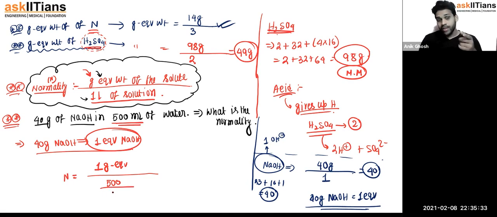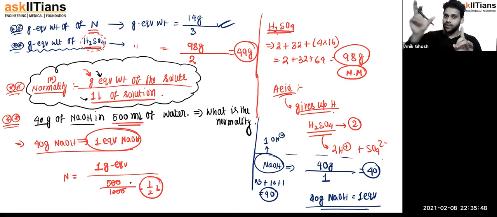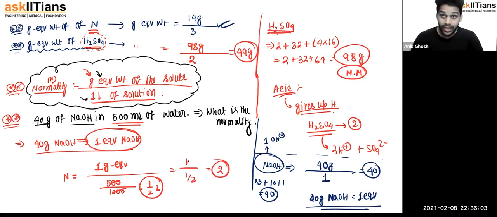So that would be 500 by 1000 liters. 500 ml means 500 by 1000 liters. Let's make it simple. 500 ml means half liter, isn't it? 1 liter means 1000 ml, so 500 ml means half liter, right? That is how it comes. 500 by 1000. So now what is the value coming? 1 by 2. So the value is coming 2. Right? So this is how you can find out the normality. So the normality of the solution is 2 normal, 2N.